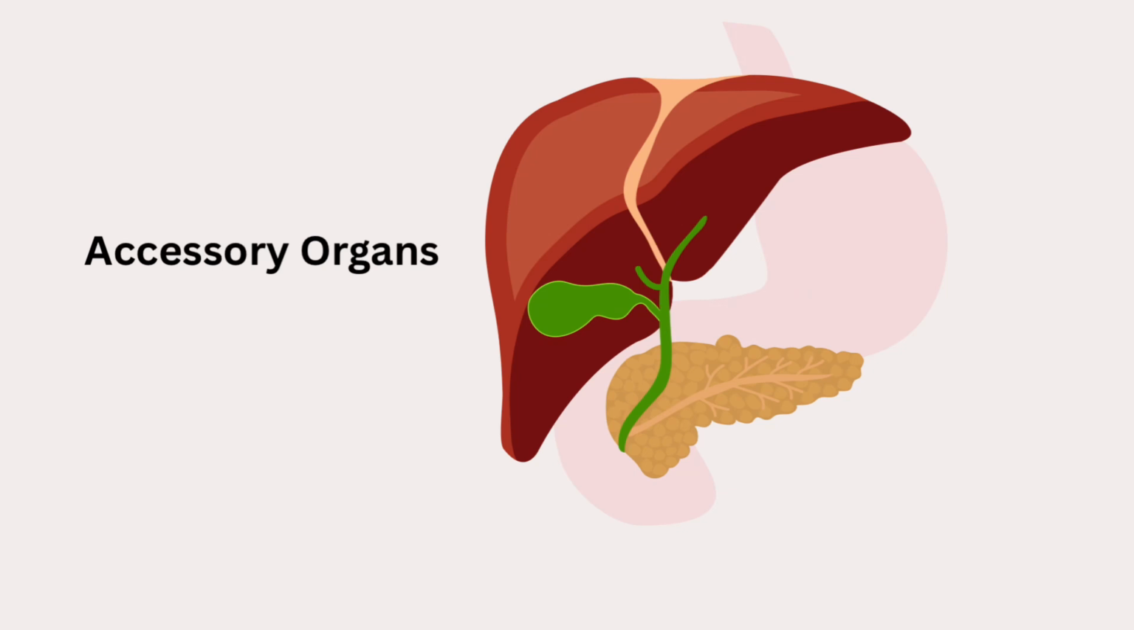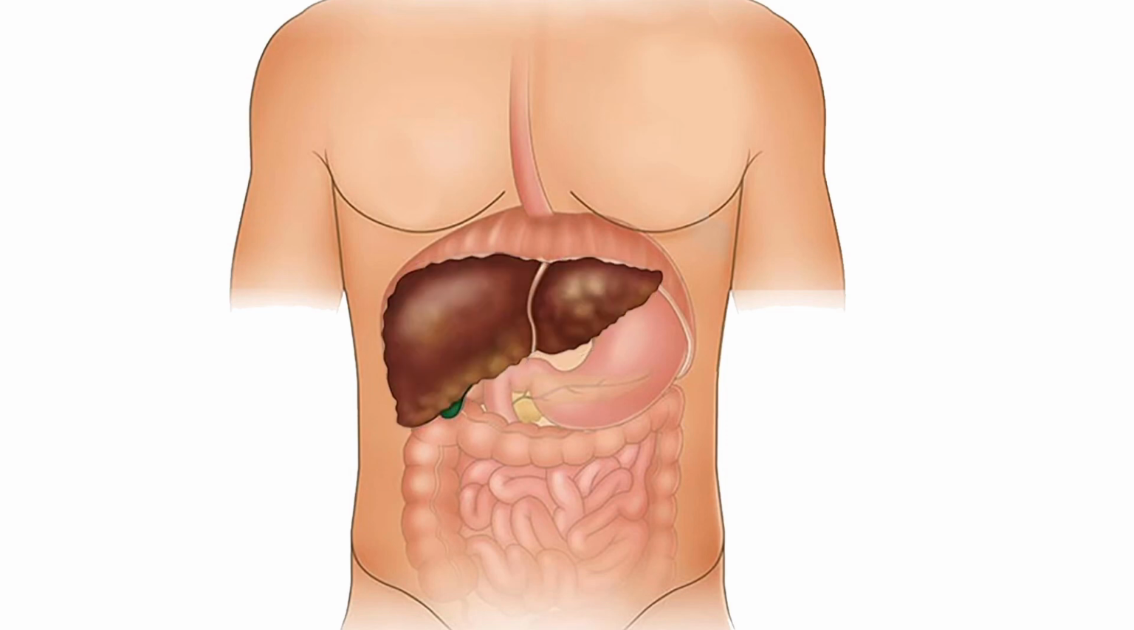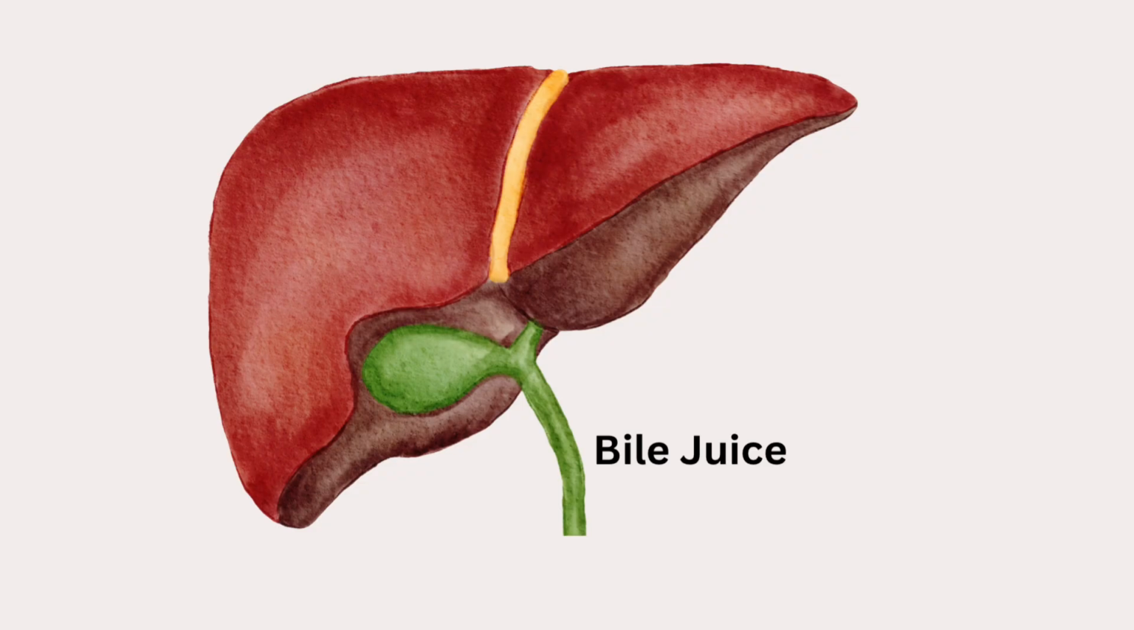Then if we see the accessory organs of the digestive system, these are organs that help with digestion but food doesn't pass through them. They are the liver. As we all know, the liver is the largest internal organ. It makes a greenish fluid called bile. Bile helps break down fats into smaller pieces so they can be digested better in the small intestine. The liver also processes nutrients and detoxifies harmful substances.